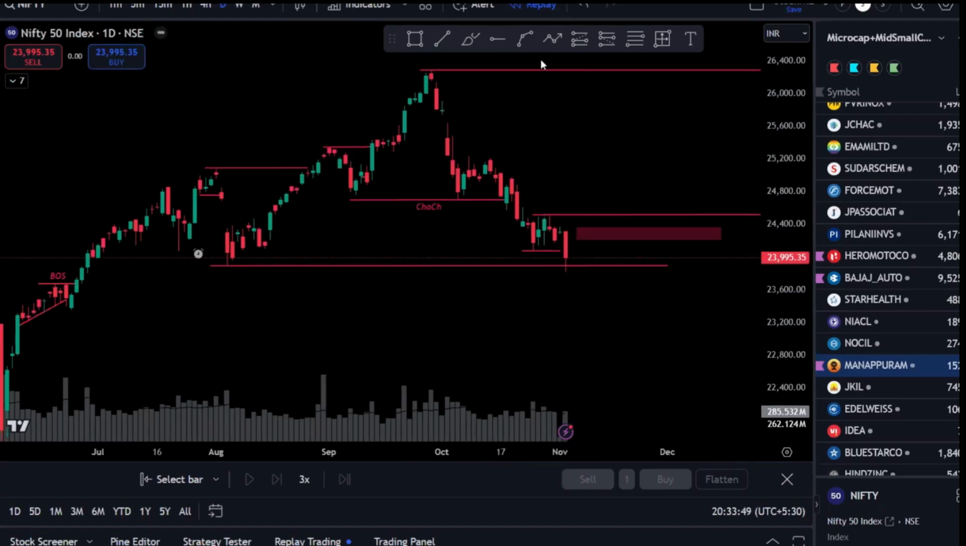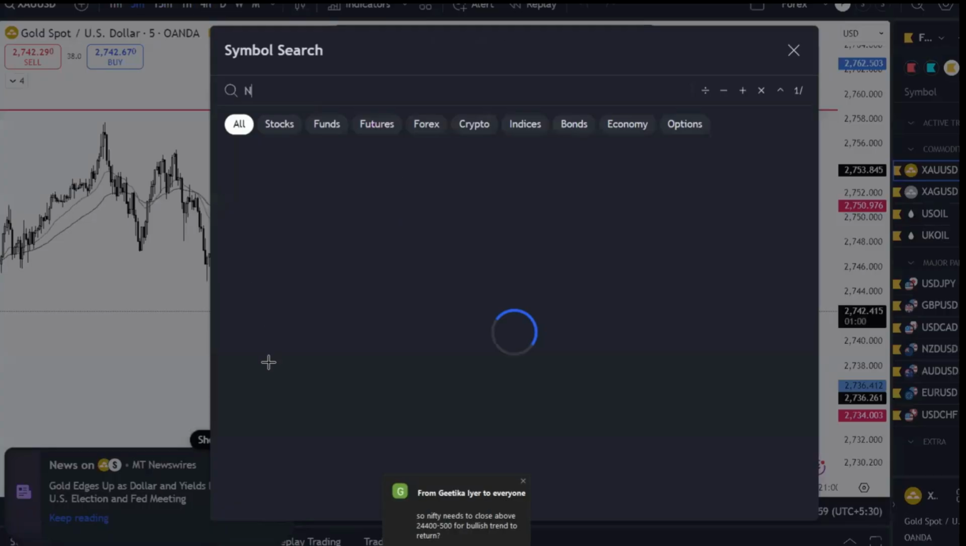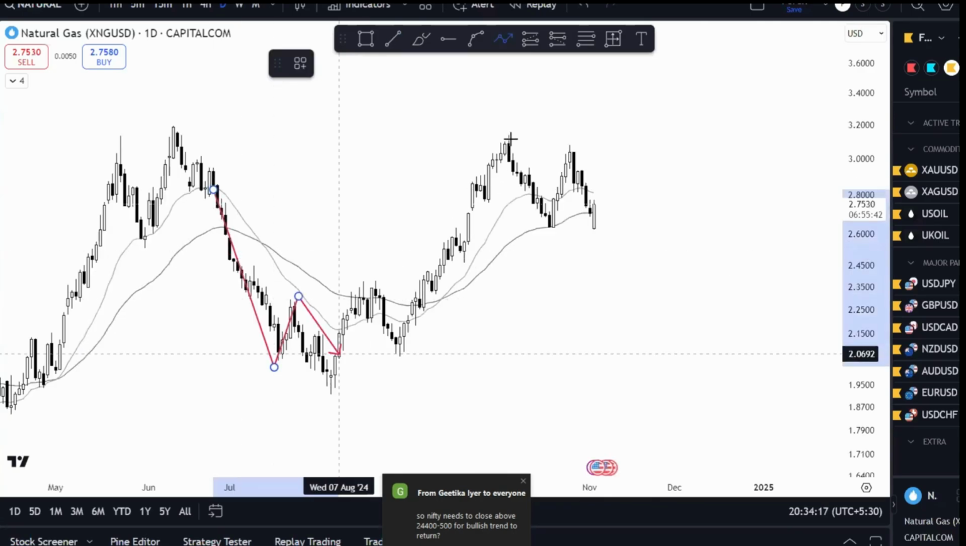Does this work well in natural gas? Sorry? Natural gas. Yes, definitely. Why not? Natural gas has lower low, lower high, lower low, higher high, higher low, probably a higher high, higher low, higher high.